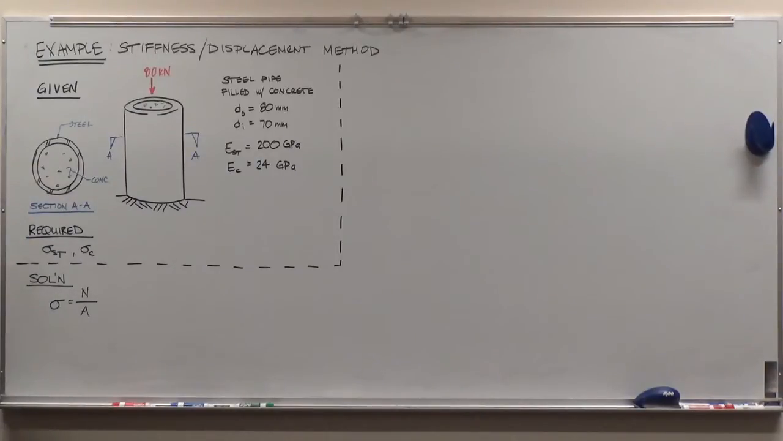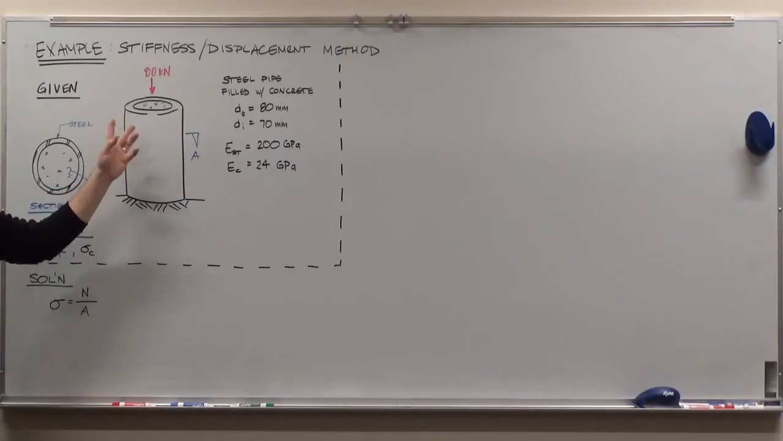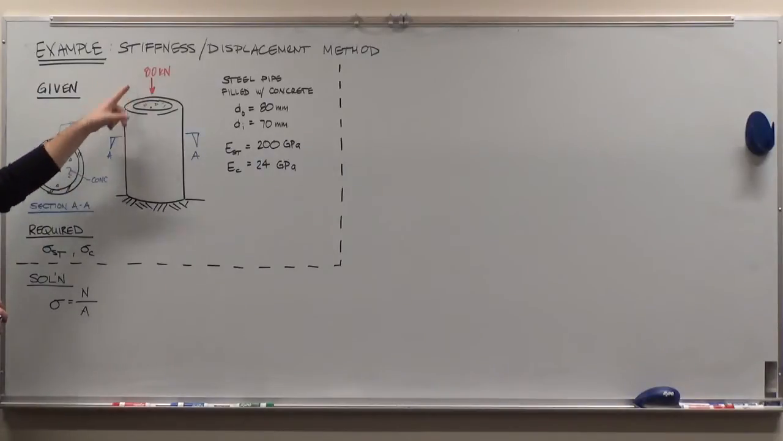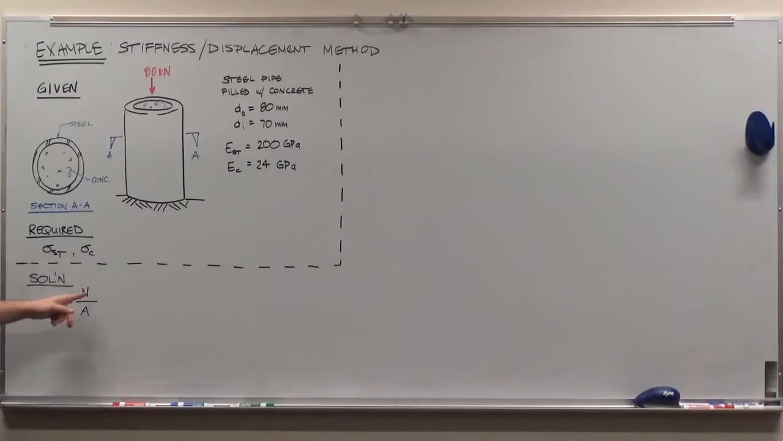But what that's missing is that this 80 kilonewtons of compressive force right here is being shared, but not equally or individually, by the steel and the concrete. Some portion of that 80 kilonewtons is going to go into the steel. Some portion of that 80 kilonewtons is going to go into the concrete. And so mechanics of materials is going to allow us to figure out how much is going to go into the steel and how much is going to go into the concrete. And that will allow us to calculate the numerator of this stress equation.